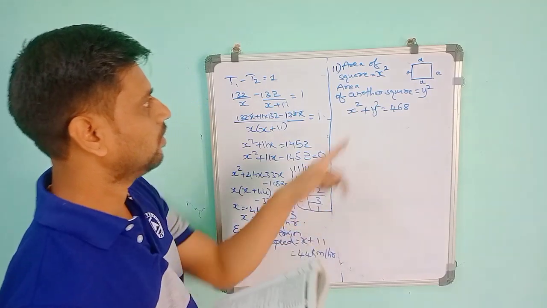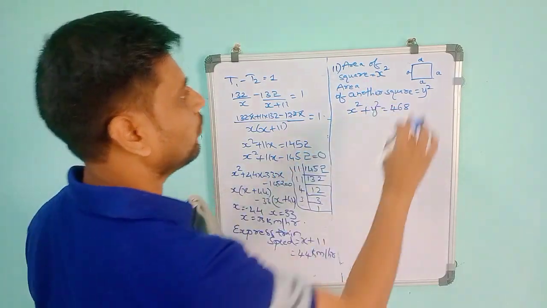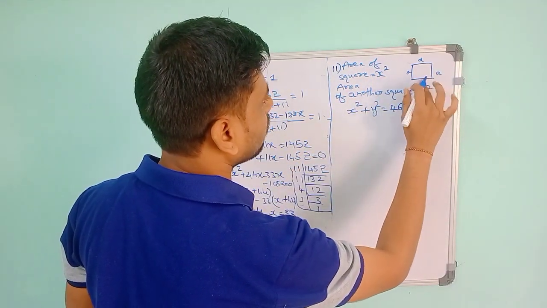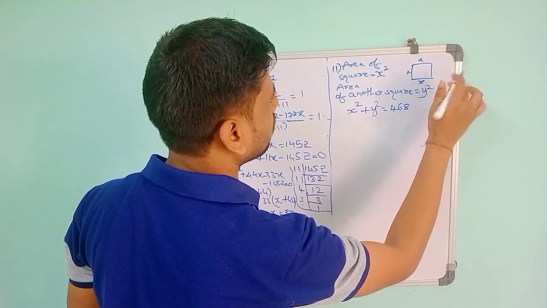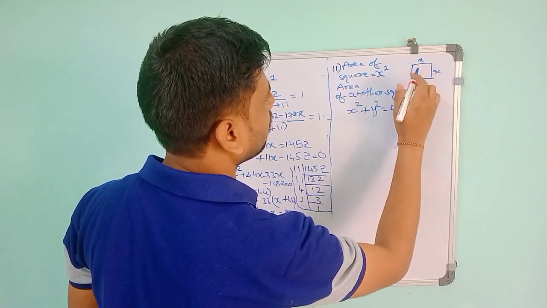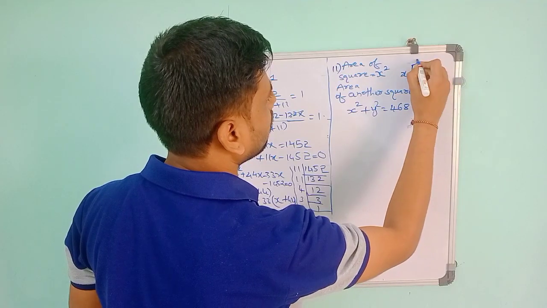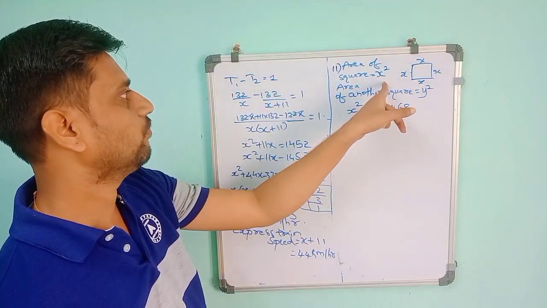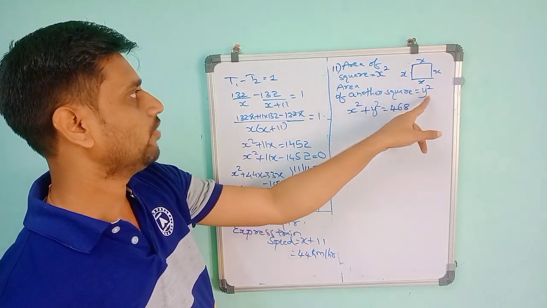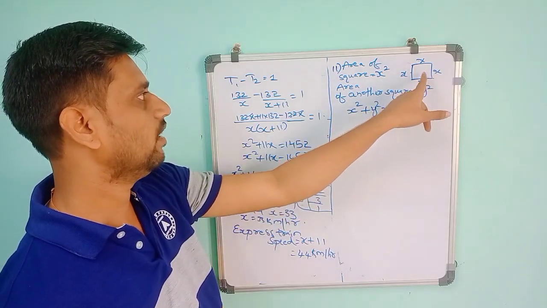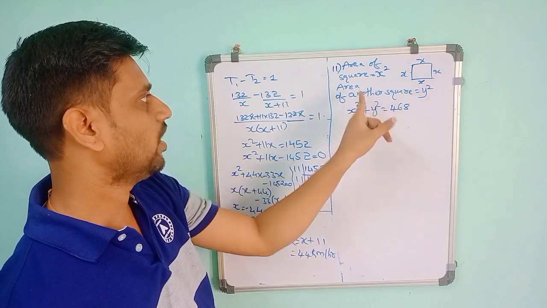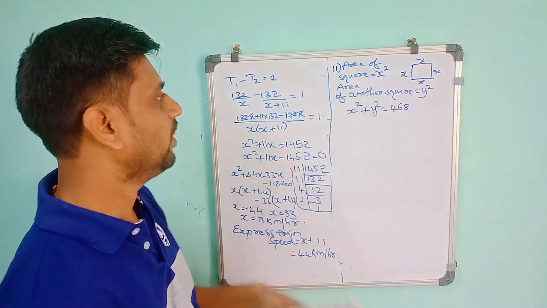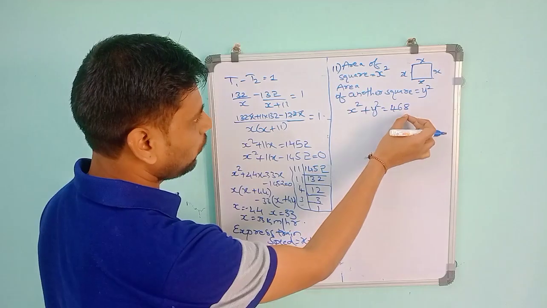If you take the side of the square as x, so you take the base as x only, and this is also x. So the area of the square is x square, and for the other square I have taken side y, so its area will be y square. The sum of the areas of the squares is x square plus y square is equal to 468.